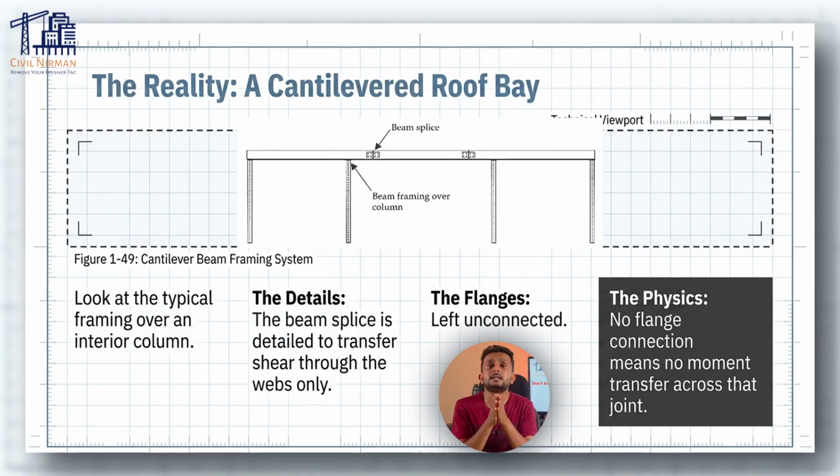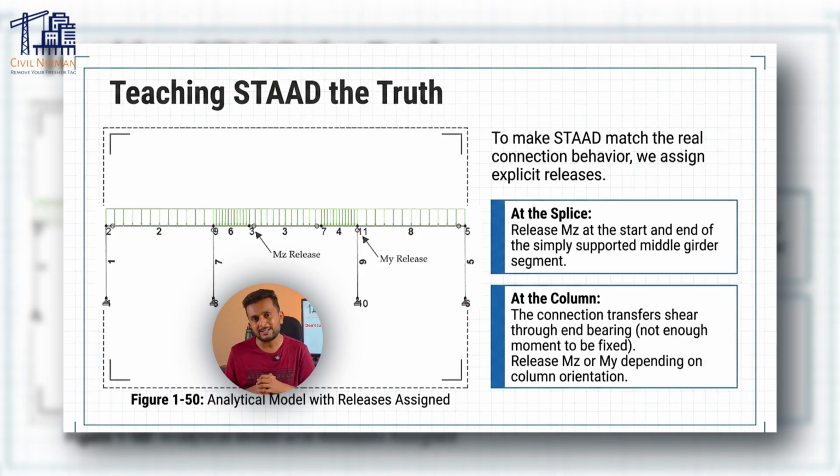See, here is a typical cantilever roof framing bay. The roof girders frame over the top of an interior column, followed by a beam splice detailed to transfer shear through the webs only, with the flanges left unconnected, meaning no moment transfer across that joint.